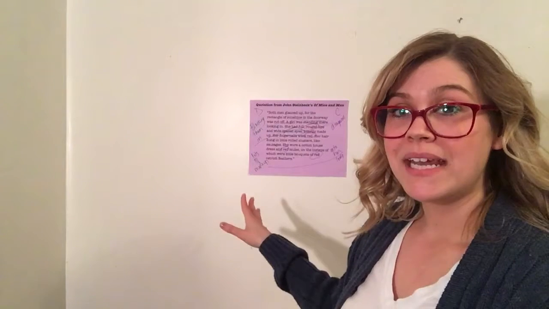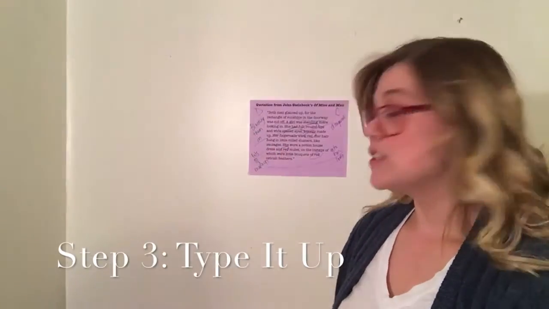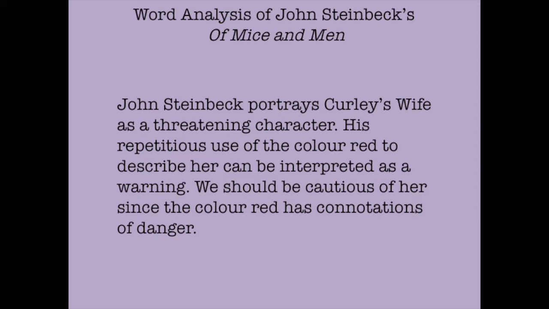Now, you can put down as many ideas as you want, and then you can select your best ones for the next step. Step 3 is to type up your ideas into full sentences. So I would pick 1 or 2 strong ideas that you like the best and write them up. So for me, for example, my step 3 might turn into, John Steinbeck portrays Curly's wife as a threatening character. His repetitious use of the color red to describe her can be interpreted as a warning. We should be cautious of her since the color red has connotations of danger.